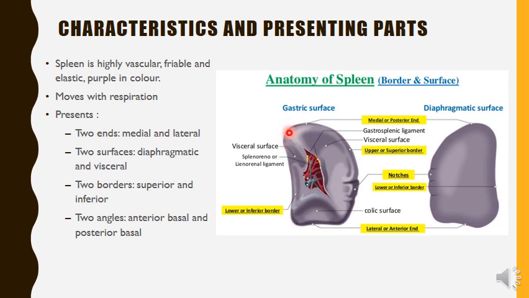Medial and lateral ends. Then there is a diaphragmatic surface. This surface which is related to the diaphragm is called the diaphragmatic surface, and this is called the visceral surface. And there are two borders, superior border and inferior border, and two angles. One is the anterobasal angle here and another one is the posterobasal angle. So these are the presenting parts of the spleen.